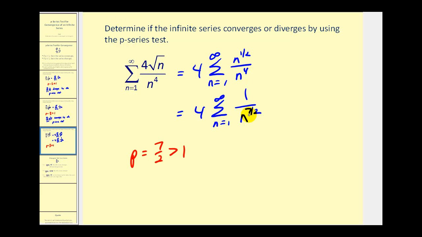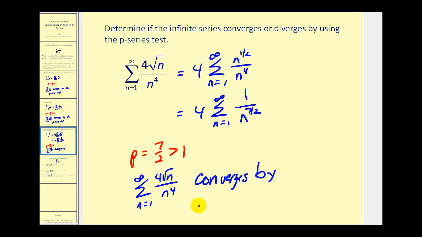So we have p equals 7/2, which is greater than 1. So by the p-series test, this series converges, and multiplying it by 4 does not affect whether it will converge or diverge. So the original series converges by the p-series test.